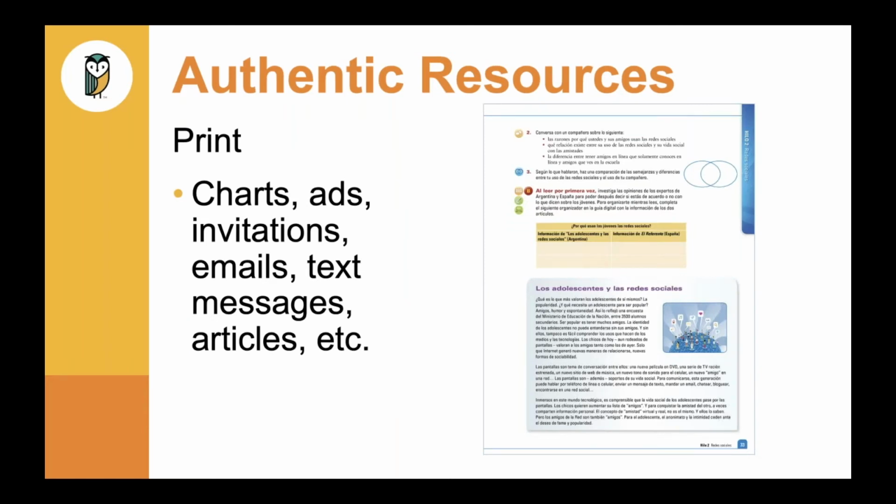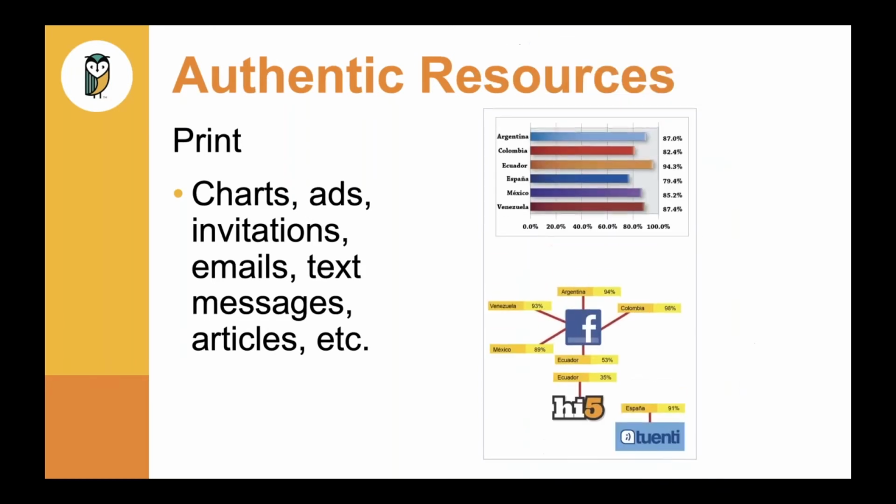Let's look at some examples of the print authentic resources that are available in Tejidos. Here is an article on teens and social networking. We also have lots of charts and graphs so that students get the practice they need interpreting these types of texts, as they will be asked to do on the AP exam. There are also screenshots of websites for students to interact with.